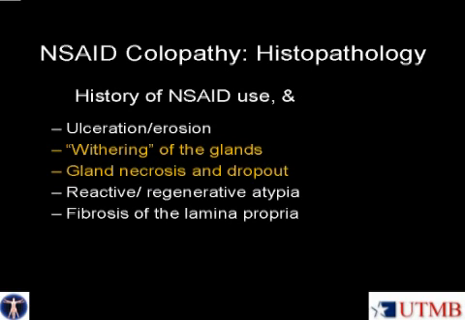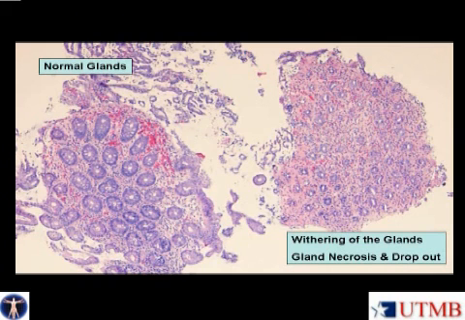Withering of the glands and gland necrosis and dropout. The colonic glands appear smaller with decreased cytoplasmic volume and increased space between them. The glands are not evenly distributed throughout the lamina propria, and their natural contours may be distorted by lamina propria fibrosis. There is a variability between the sizes and shapes of the glands.